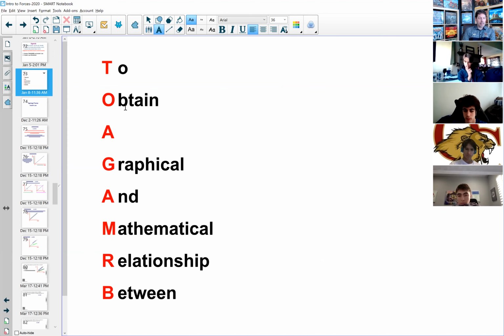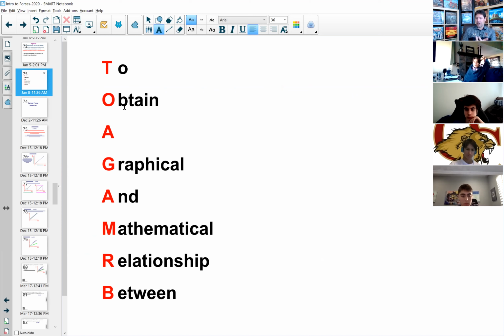Okay, now sometimes in class, the goal would be to TOAGAMRB to develop this relationship before you know anything about it. So it's more of an inquiry discovery kind of activity where you don't know what the relationship is. You don't know if it's going to be a linear graph or a quadratic graph or an inverse relationship. And so you're just gathering the data to actually discover it.